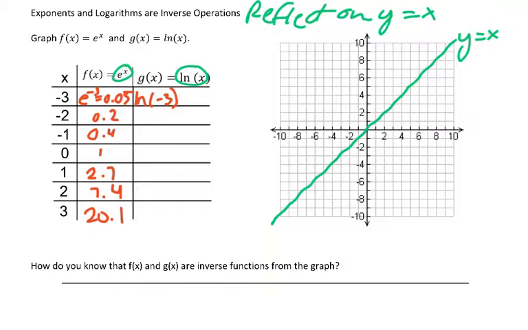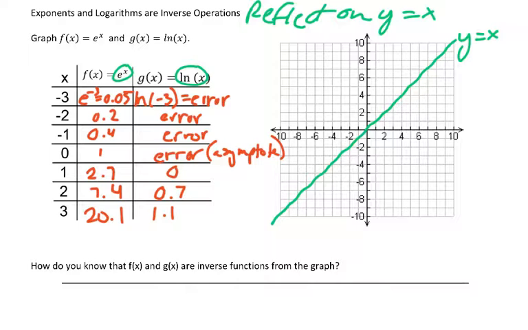In the other one, natural log can't take any negatives, so you're going to get some sort of domain error message. It's all errors until 0, because that's where the asymptote is. Then at 1 we're at 0, at 2 we're at 0.7, and at 3 we're at 1.1. If we graph each of these, they're going to hopefully reflect across this y equals x line, otherwise they're not inverses.